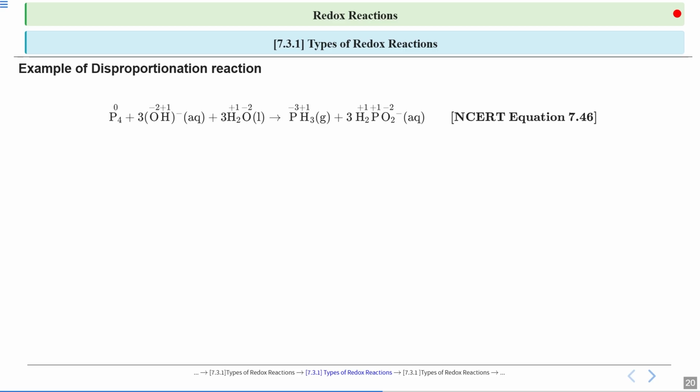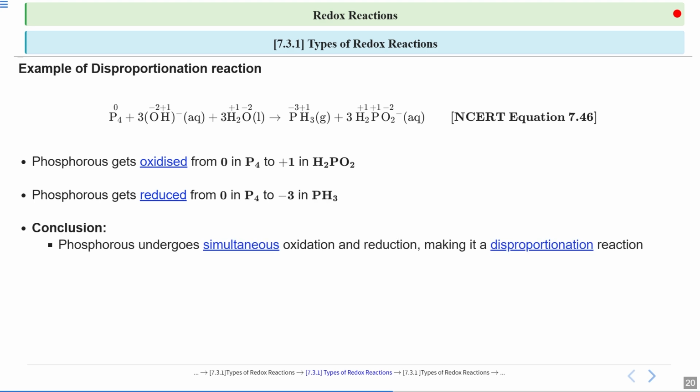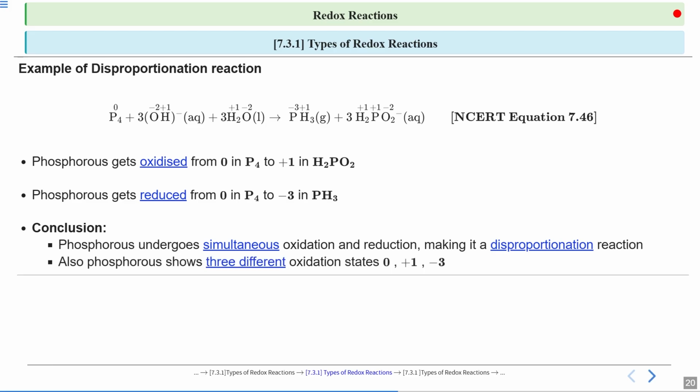So phosphorus is getting oxidized from 0 in P4 to +1 in H2PO2 negative and reduced from 0 in P4 to -3 in PH3. So the conclusion is that phosphorus undergoes simultaneous oxidation and reduction, making it a disproportionation reaction. Also, phosphorus shows three different oxidation states: 0, +1 and -3.